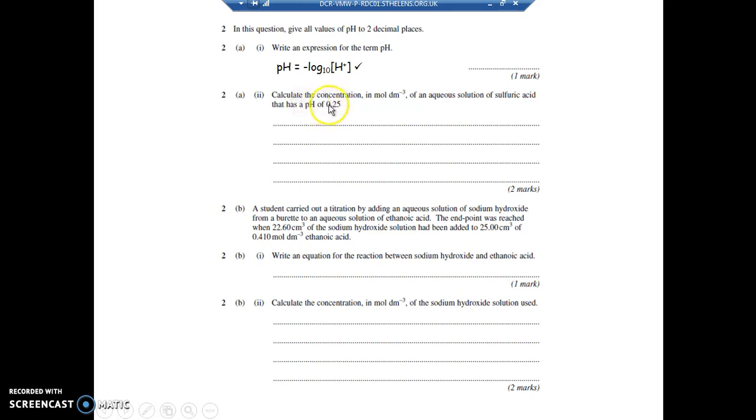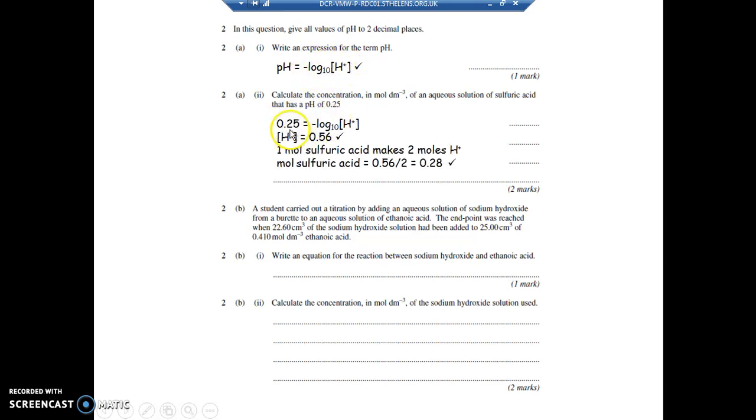Well, why would they give you a pH of 0.25? Clearly they want you to use this equation. So pH is 0.25 equals minus log to the base 10 of hydrogen ion concentration. So when you've got that, what you then need to do is work out hydrogen ion concentration.